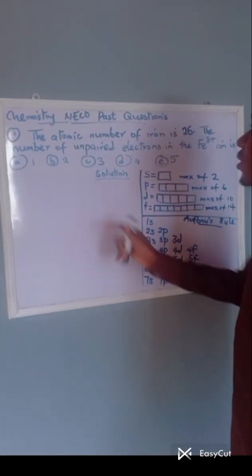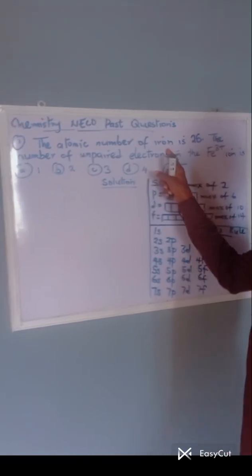So we have a question that says the atomic number of iron is 26. The number of unpaired electrons in the Fe3+ ion is dash.